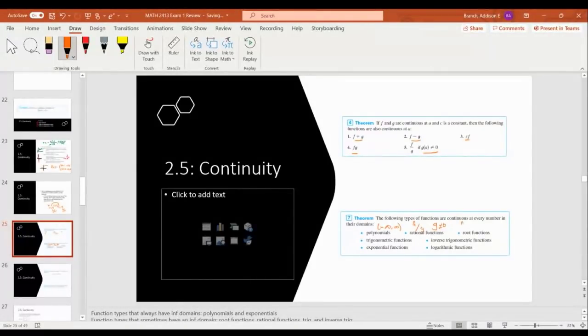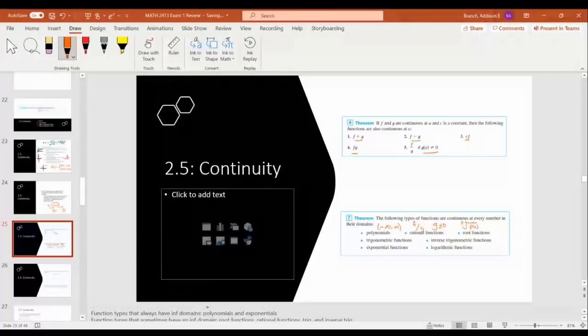Root functions, remember those are going to be like this. For those, you just have to double check your domain. So in general, even root functions may have limits on their continuity. Those may have limited domains, so you have to check your interval. And in general, odd root functions will typically be continuous everywhere, but you still have to double check what's under that root and triple check your domains.